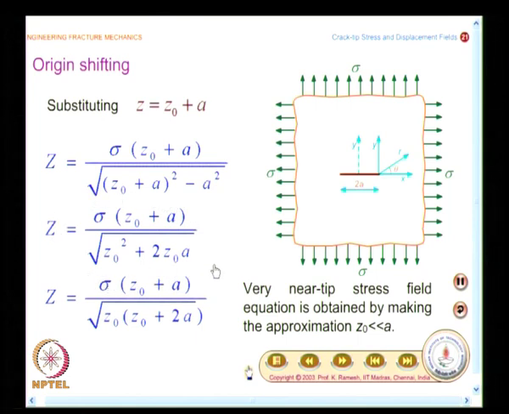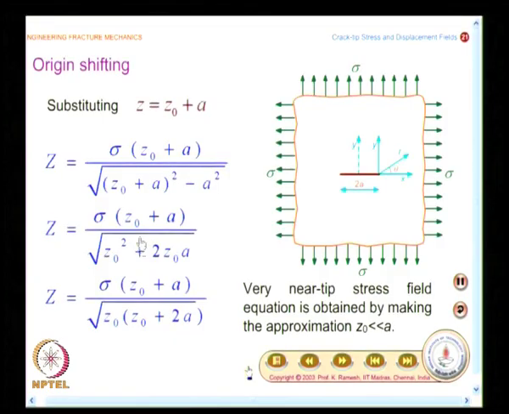As engineers, what we would do is, we want to find out the stress field in the very near vicinity of the crack tip. For that, what we are going to do is, we are going to take z naught as very, very small in comparison to the crack length. So, the solution that I am attempting is for the case when my domain is very small, close to the crack tip.